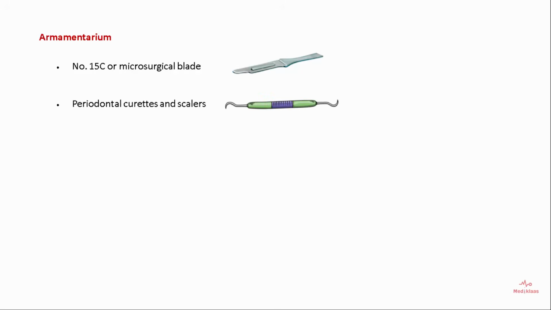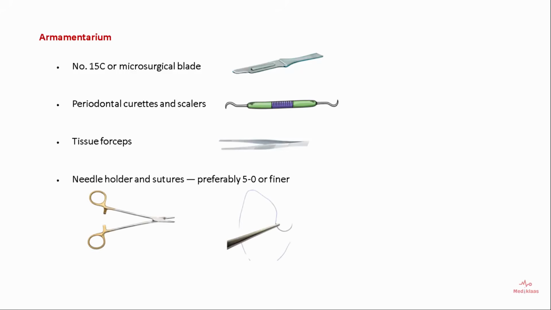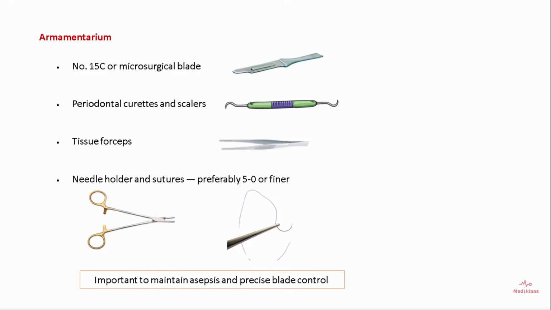The armamentarium used for coronally advanced flap includes a 15C or a microsurgical blade, a periodontal curette and scaler to remove the calculus and achieve root planing, tissue forceps to hold the delicate partial thickness flaps, needle holder and sutures, especially 5-0 or finer, for precise suturing. It is important to maintain asepsis and precise blade control throughout the surgical procedure.